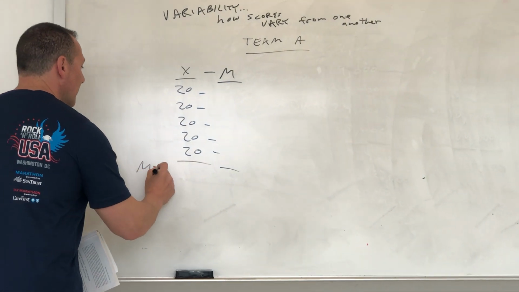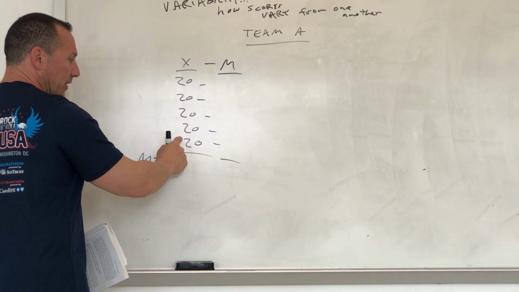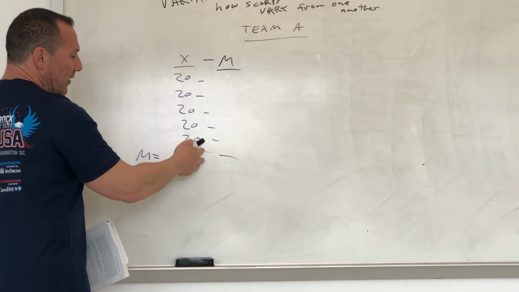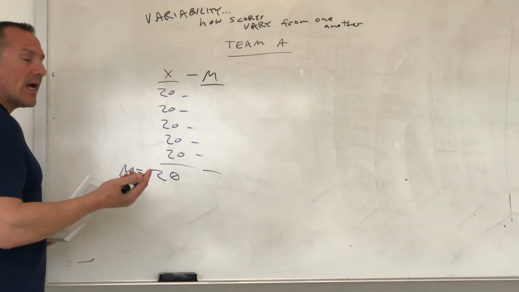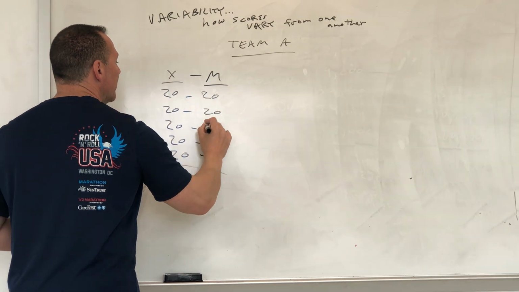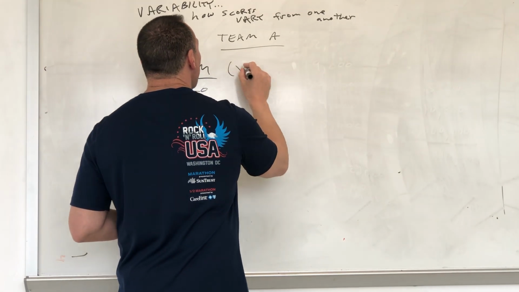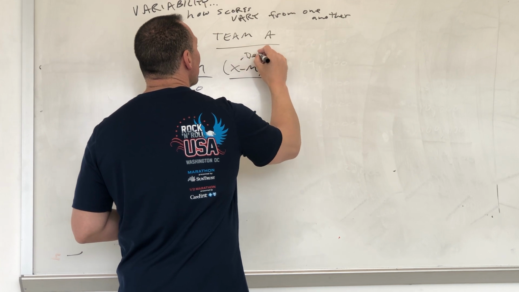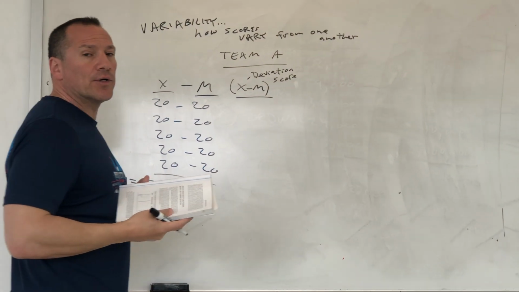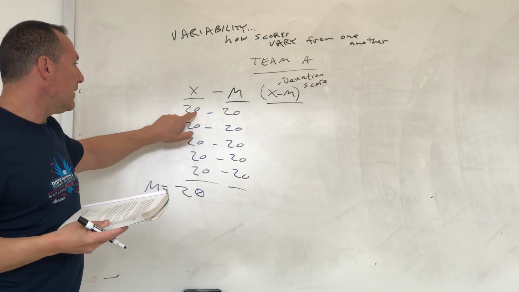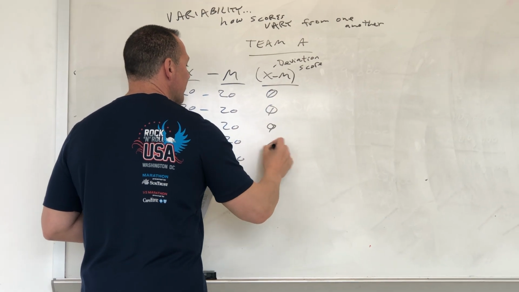The mean, remember, is the sum of all the scores divided by the number of scores. So 20 plus 20 plus 20 plus 20 plus 20 is 100, divided by 5 is 20. So the mean is 20. If we subtract out the mean from each score, we're going to get our very first index of variability, which is x minus M, which we call the deviation score. Deviation score speaks to how much each particular score deviates from the mean. 20 minus 20 is 0, and that's true in each of these cases.